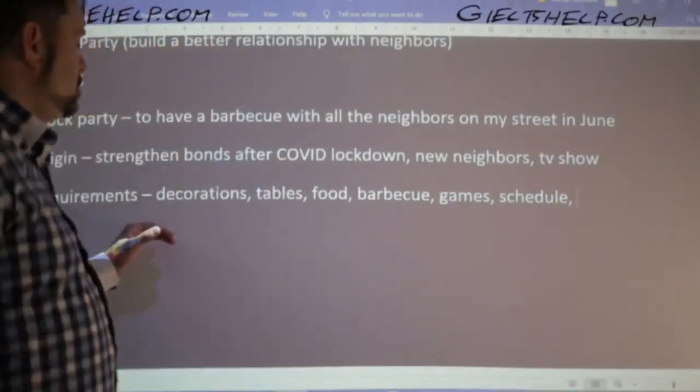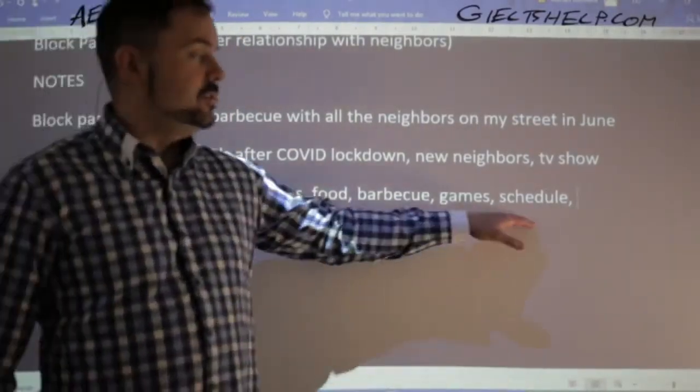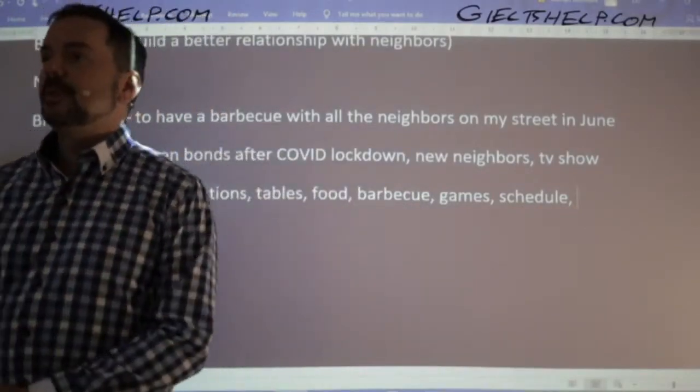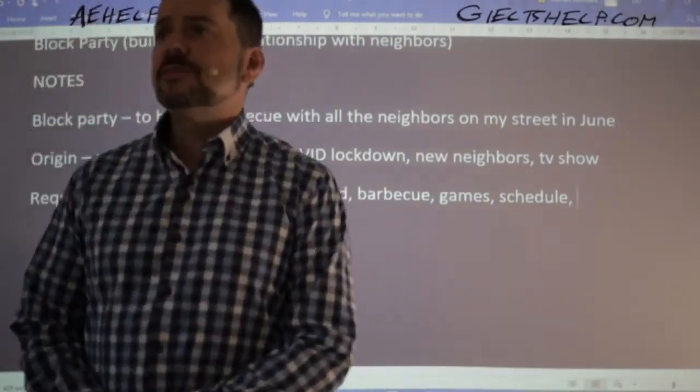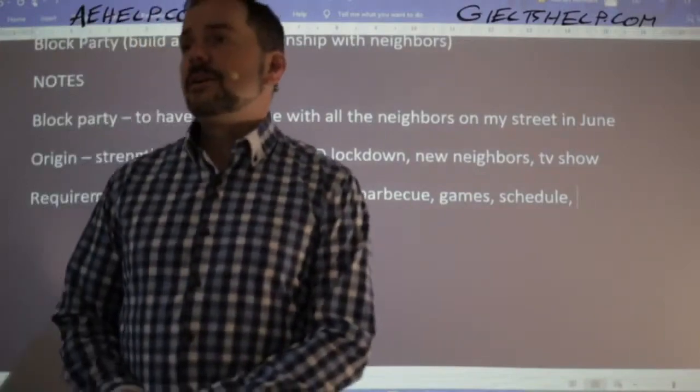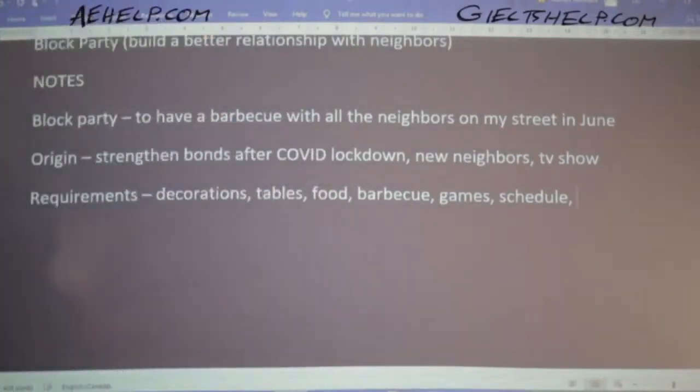The place is usually the street, the street that you live on, right? Oh, it's very good. So hot dogs, you need some music. Yeah, why not? Okay, very good. So those are the requirements.